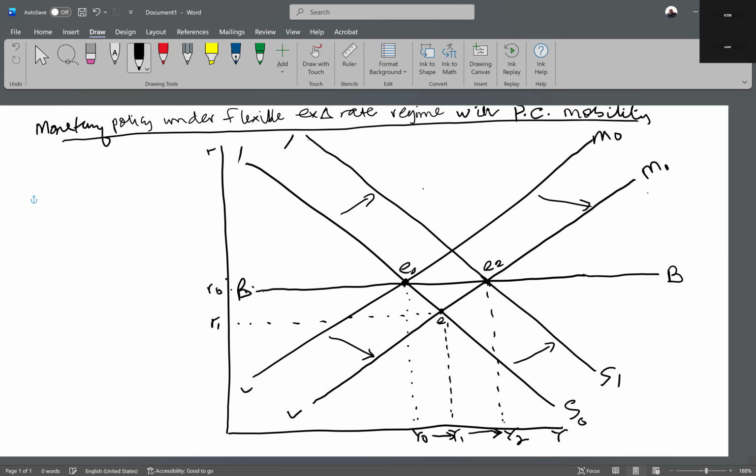Do you get it? Yes, sir. And then this was this. It comes back to this. Is it clear? Yes, sir. So you see that under flexible exchange rate regime, monetary policy is very effective. Can you see that? Yes, sir.